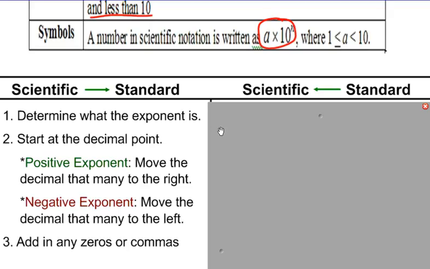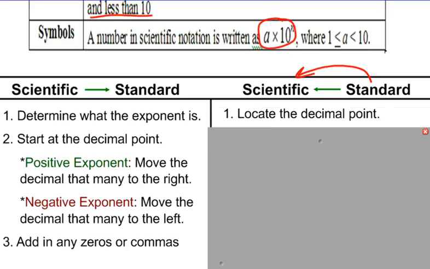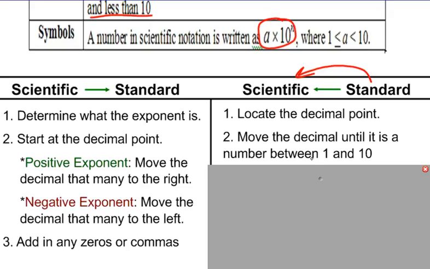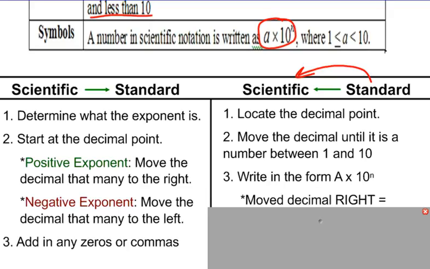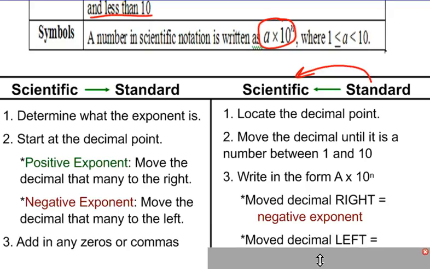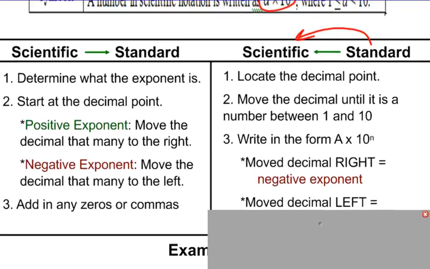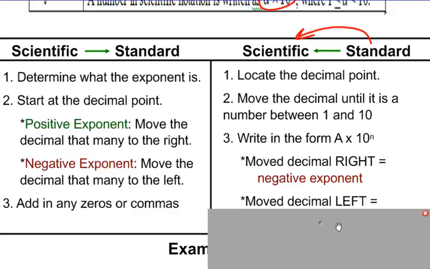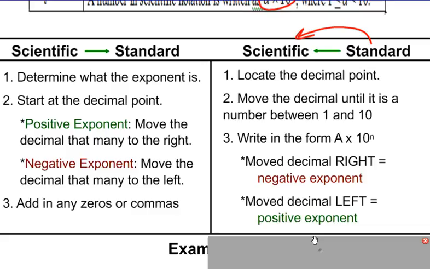If we want to go from standard notation to scientific notation, it's all backwards. You take an actual number and locate where the decimal point would be, move it until it makes a number between 1 and 10, and write it in that form. If it was a little number and you move the decimal to the right, it's a negative exponent. If it was a big number, that means you had to move the decimal to the left. It's going to be a positive exponent for that power of 10.